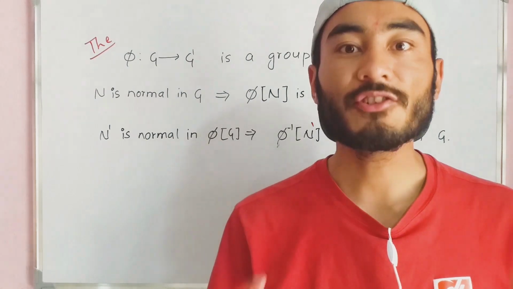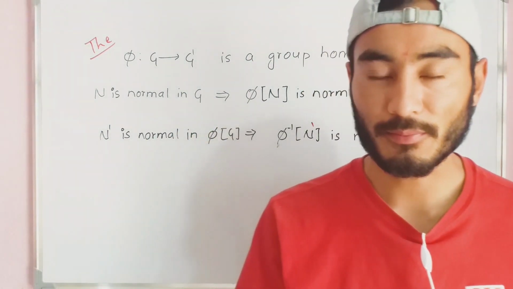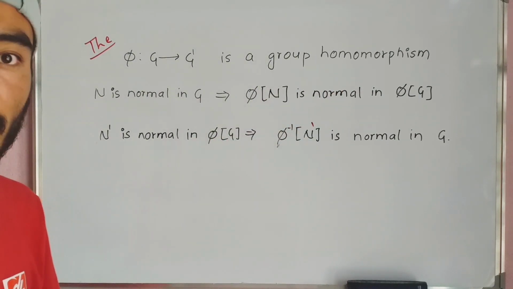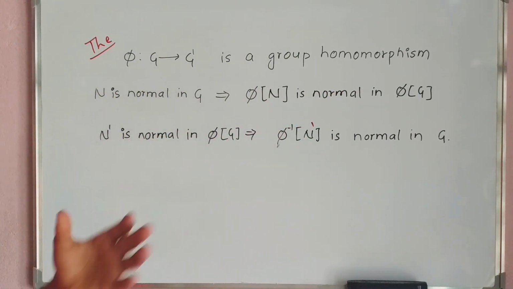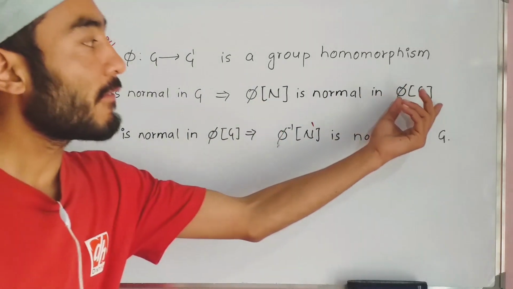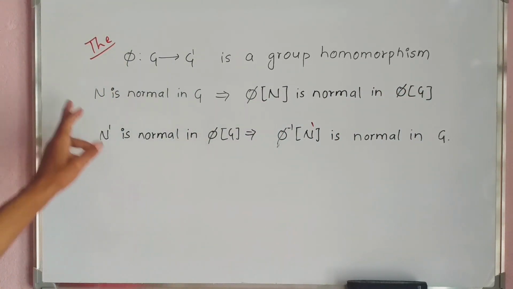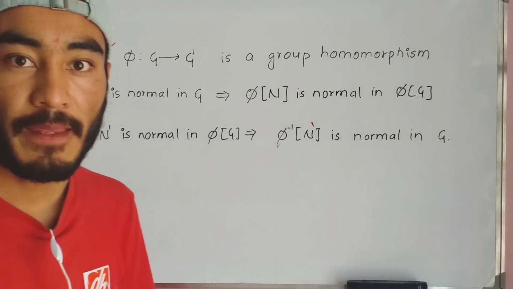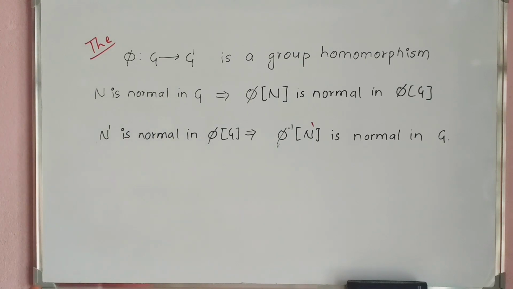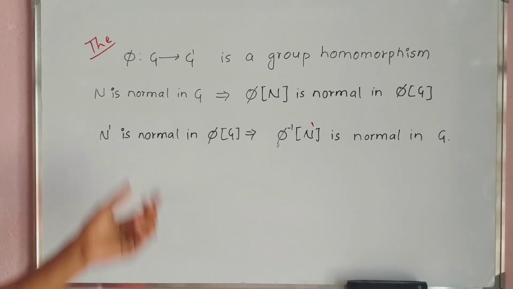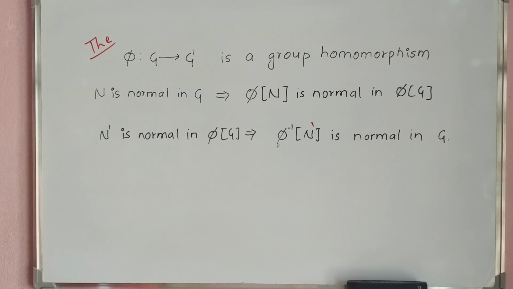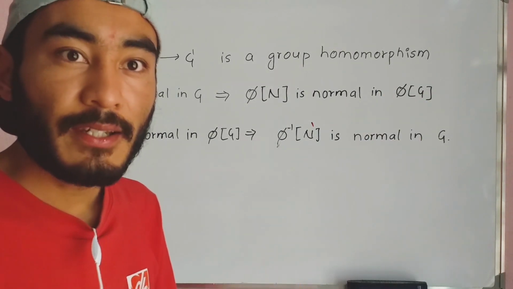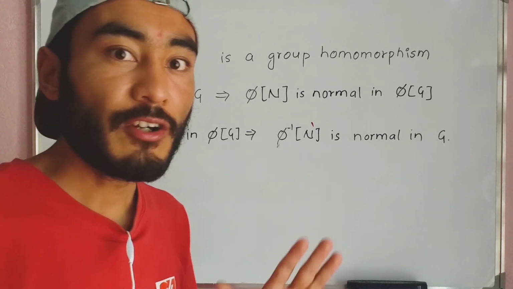Next we have a theorem that is related to homomorphisms and normal subgroups. If phi from G to G' is a group homomorphism, then N normal in G implies phi(N) is normal in phi(G), and N' normal in phi(G) implies phi inverse of N' is normal in G. That means phi, if it is a homomorphism, carries a normal subgroup of G to a normal subgroup of phi(G). That means phi preserves normal subgroups if it is a homomorphism.